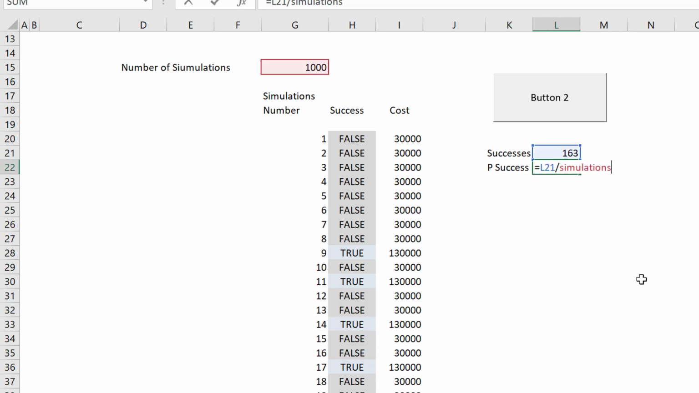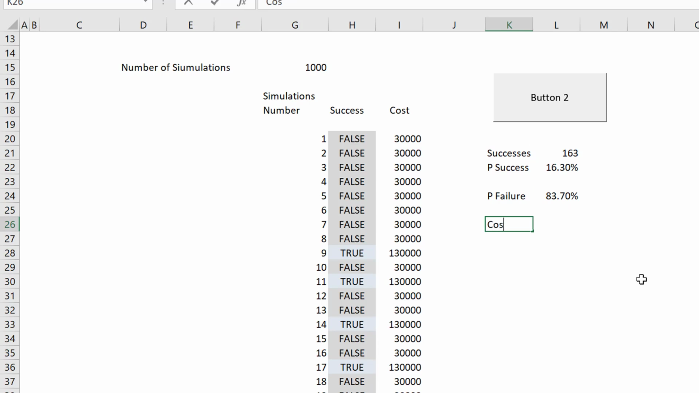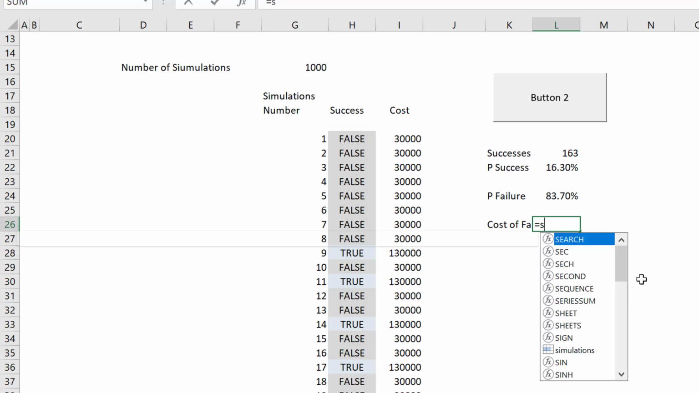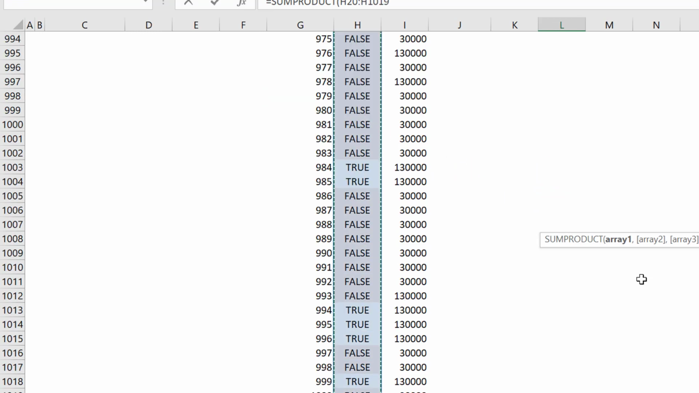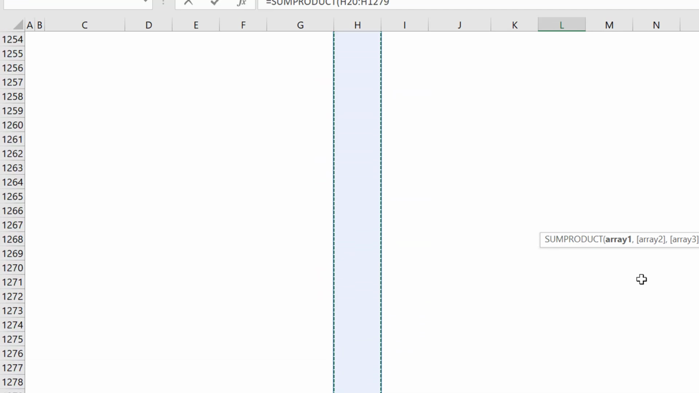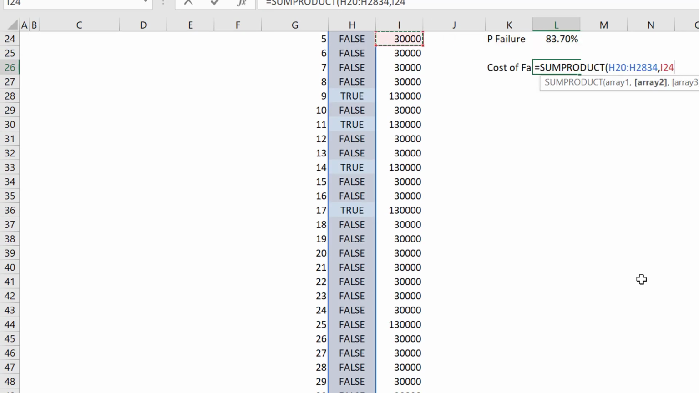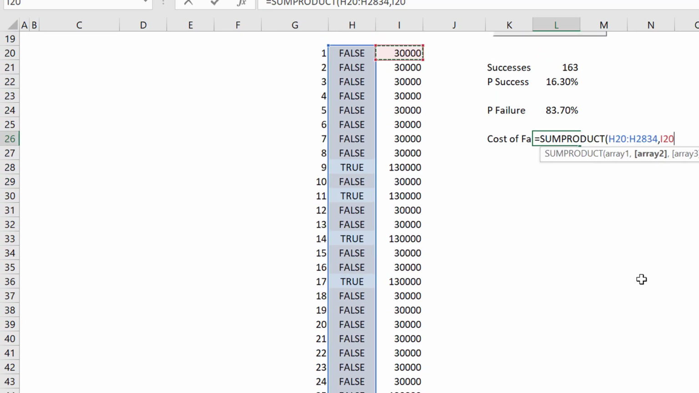What happened there just now? Oh, no, that's okay. And the P of failure is one minus this. Okay, and the cost of failure is some product of the total success. Okay, and let's go down to this one, and then go and get the total here.